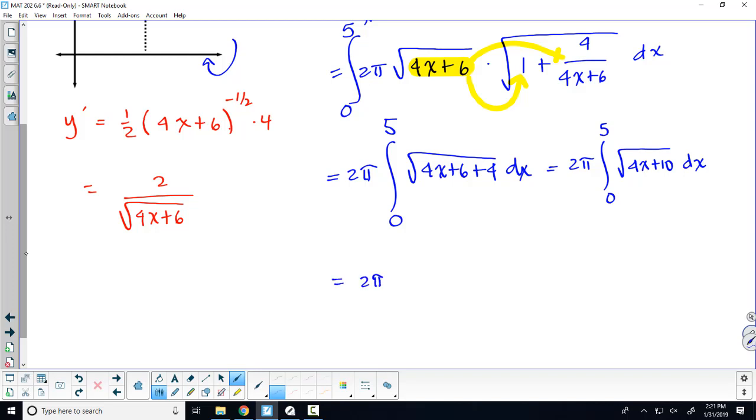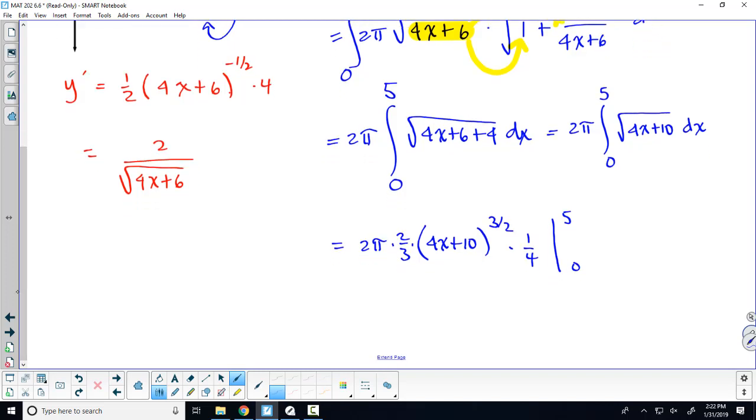So we have 2 pi, the base is 4x plus 10, raised to the half. We add 1, we get 3 halves. Multiply by 2 thirds. And then the reverse chain rule, the derivative of the inside is 4. Since we're integrating, we divide by 4, or multiply by a fourth, from 0 to 5.